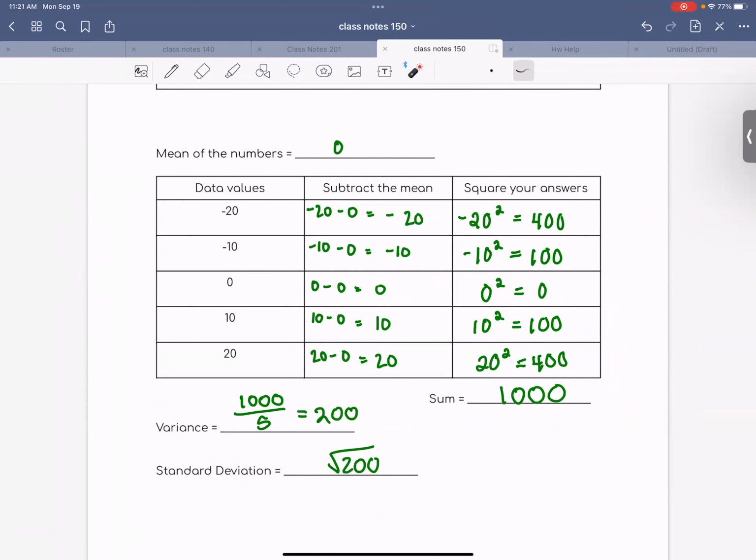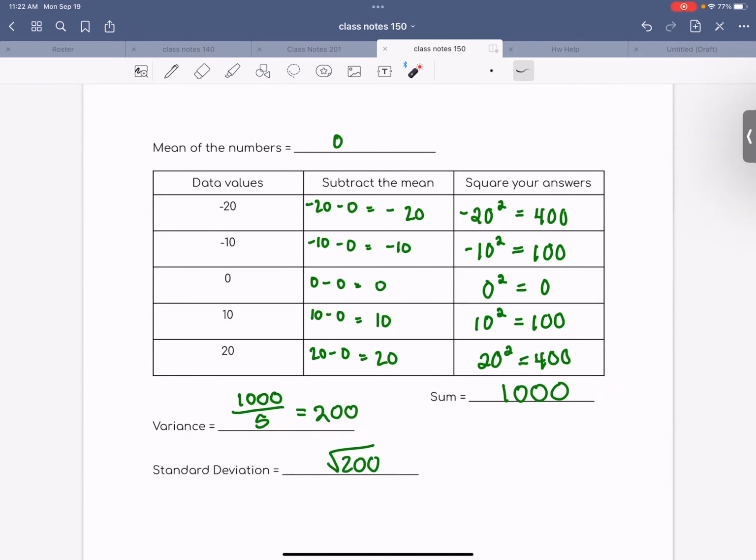Then I got Megan to write up the sum, which is great. Do you want to take us through how you got the variance and standard deviation? For the variance, I just took the sum and divided by the amount of data values to get 200, and the standard deviation is the square root. Perfect job. So the variance is 200, and the standard deviation is the square root of 200.